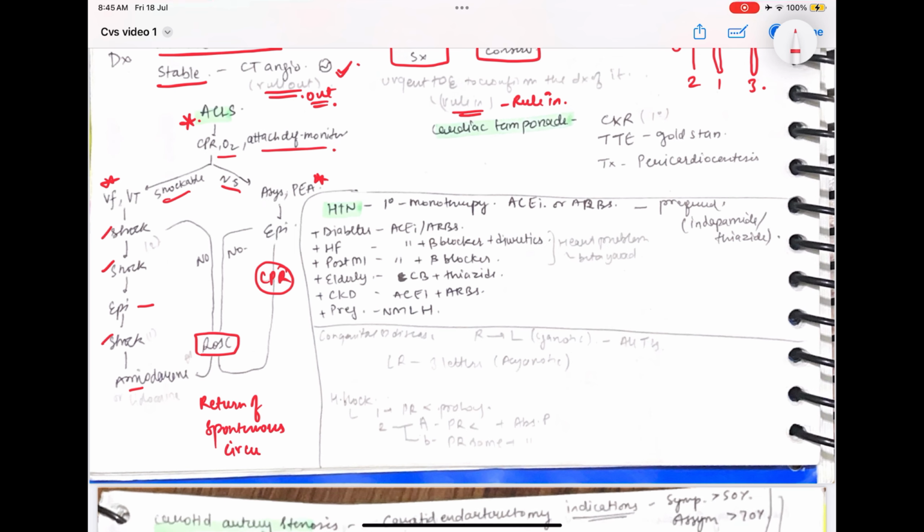This is it for the ACLS protocol. They can ask you, if the patient has already been given one shock in VF/VT, what is the next step?